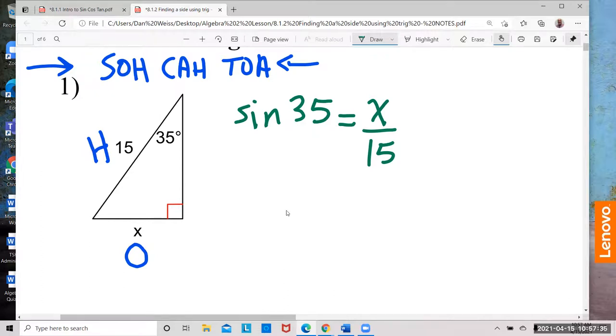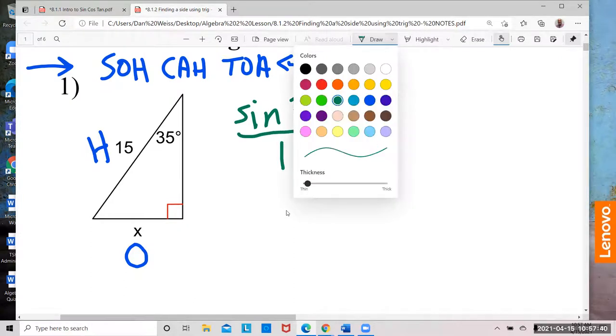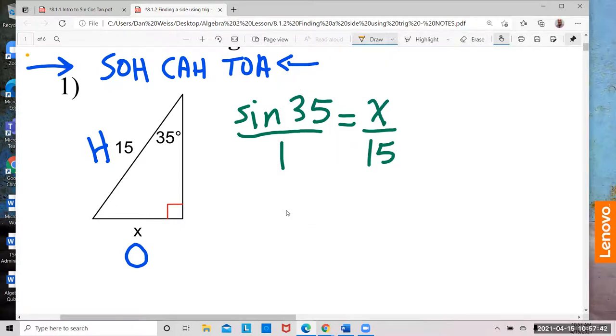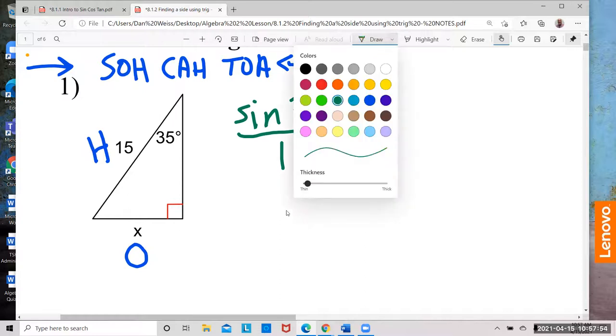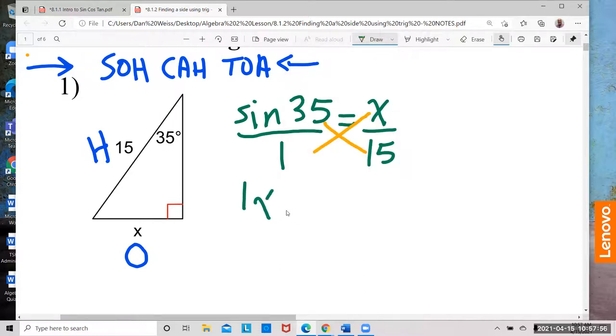So now I'm going to put sine 35 over 1. Do you understand cross multiply? You understand how that works? Yeah. Okay. So I'm going to say 1x, or x, equals 15 sine 35.